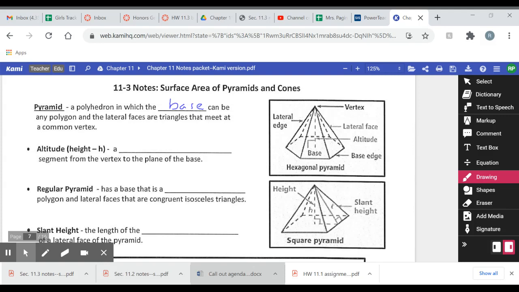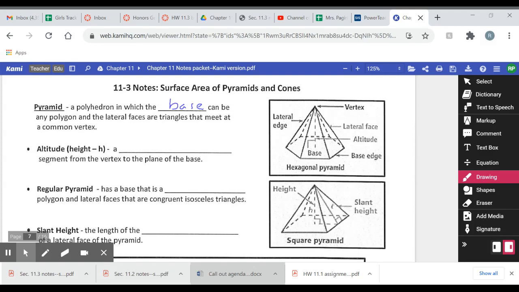Again, a pyramid all comes up to one point. The triangles are the lateral faces where, again, because the prism has two bases, the lateral faces are all rectangles or squares if it's a cube. So again, some similarities, some differences.